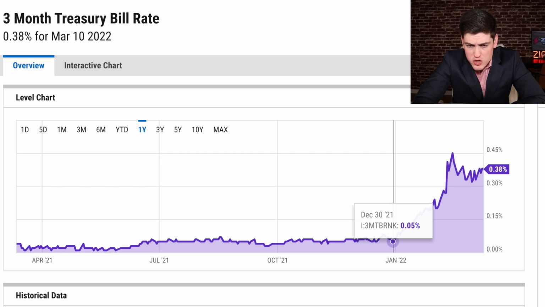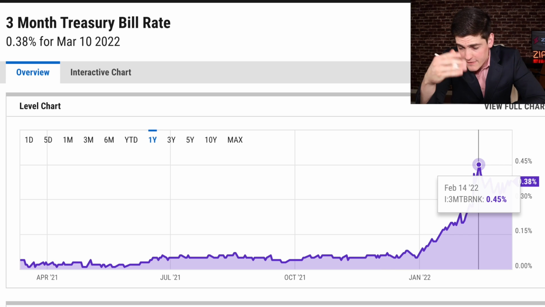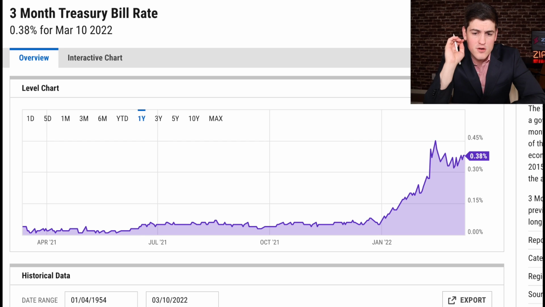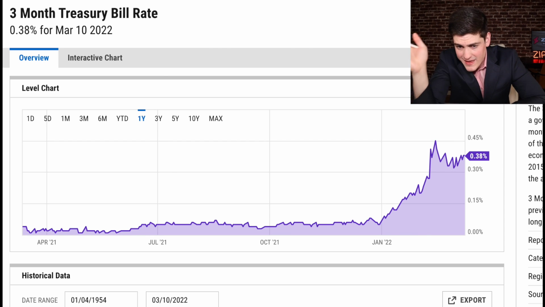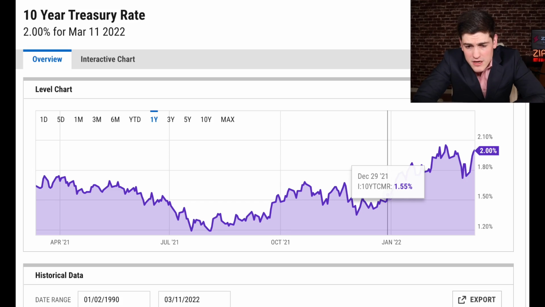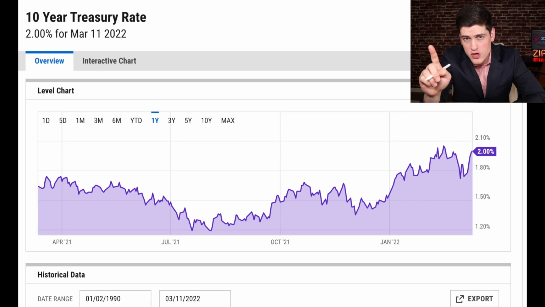For example, from December 29th, 2021, 3-month Treasury yields rose from a rate of 0.05% to 0.45%, and then it flattened out a bit, going to 0.38%, which it was at on March 10th. That means that short-term yields went up about 7.5 times since that end of December recording. But you look at the 10-year, you went from 1.55% to 2%, which is still a huge jump, but it's a far cry from 7.5x up.